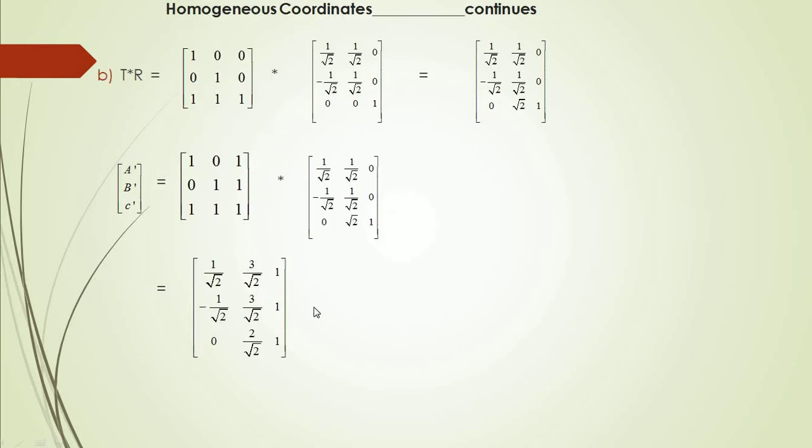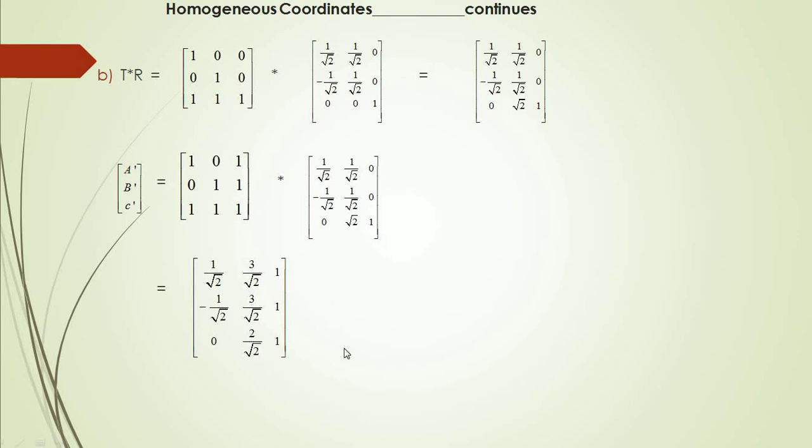Then for the second question, we first translate 1 unit in the x and y direction, and after that rotate by 45 degrees. The procedure is the same, and we get the result: 1 by root 2, 3 by root 2, 1, minus 1 by root 2, 3 by root 2, 1, 0, 2 by root 2, 1.